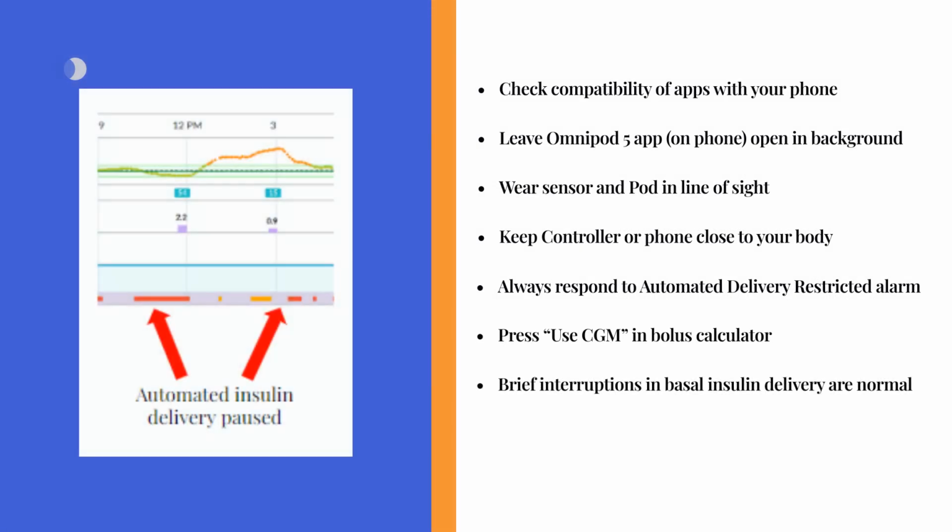Brief interruptions in basal insulin delivery may occur if glucose levels are trending downward, even if they are above the target value. This is a normal occurrence with Omnipod 5's algorithm and typically lasts only 5 to 10 minutes unless glucose continues to fall.